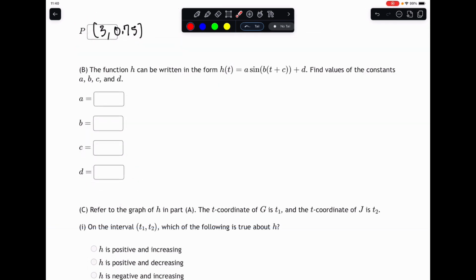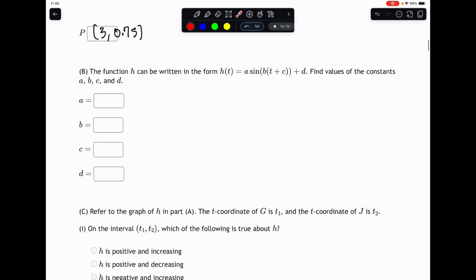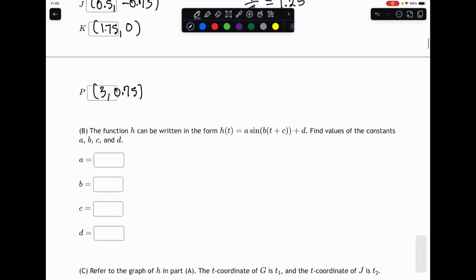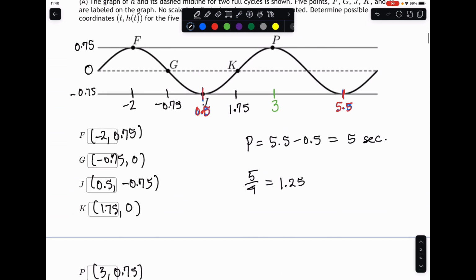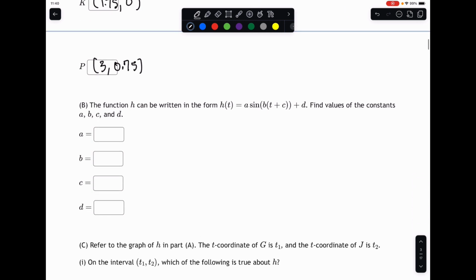Now for part B, we need to figure out the values of A, B, C, and D of this graph using a sinusoidal sine function, okay? So the value of A, recall, is going to be the distance of the amplitude. So that value from 0.75 to 0 is 0.75. And the midline is located at 0.